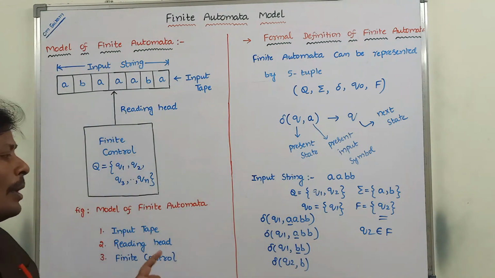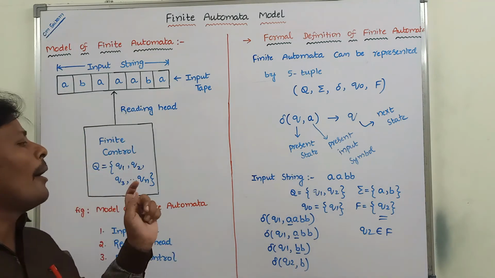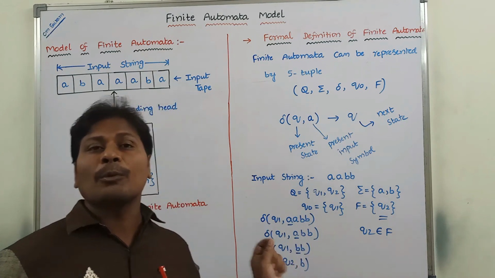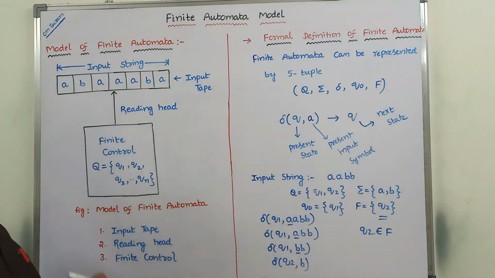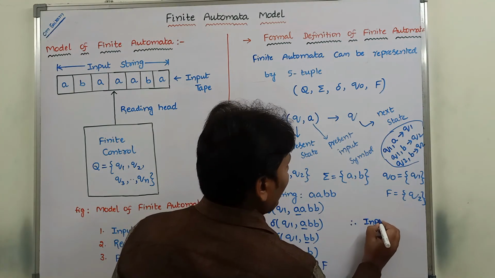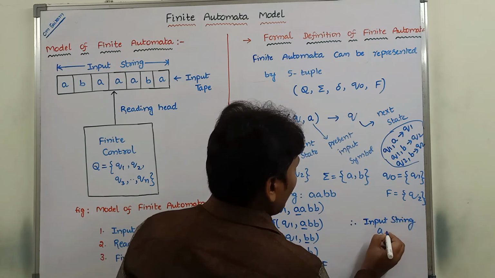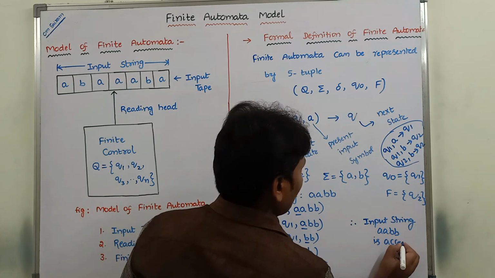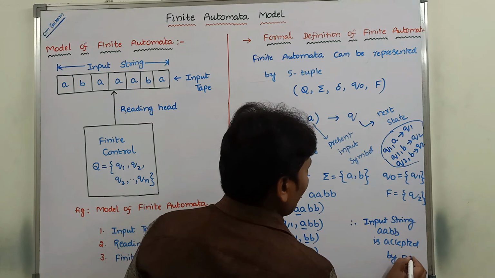Now the input symbols are over and the finite automata has reached the final state. Hence, we can say that this string is accepted by this finite automata. The input string AABB is accepted by the finite automata.